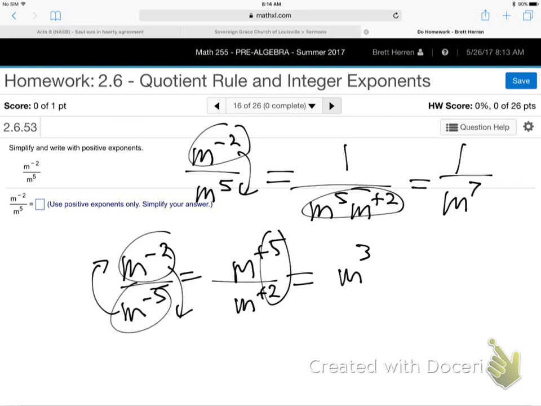If you're a negative power anywhere, you're unhappy. You're going to jump to the other side. If you're negative on the top, you're going to the bottom. If you're negative on the bottom, you're going to the top. You're going to the other side if you're negative. If you're positive, you're happy wherever you are, top, bottom, whatever. You're staying put. That good? Yes. So negative powers jump. All negative powers jump to the other side. All positive powers stay put wherever they're at.